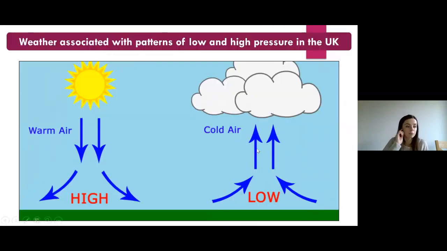Right, so briefly, I'll go through this. There's a bit of a time issue here. Weather is associated with patterns of low and high pressure in the United Kingdom. I know you know this, but I'm just going to recap.